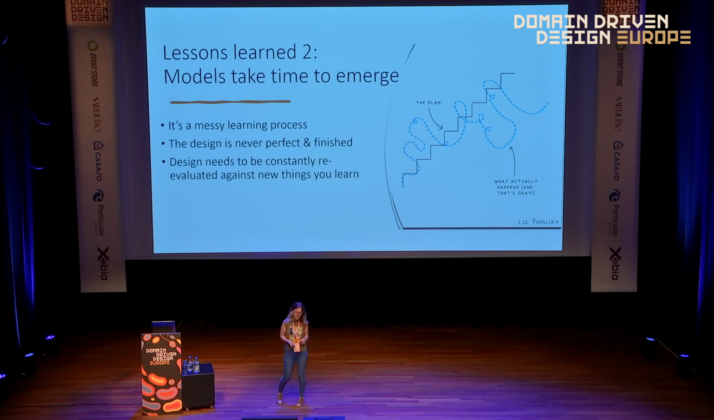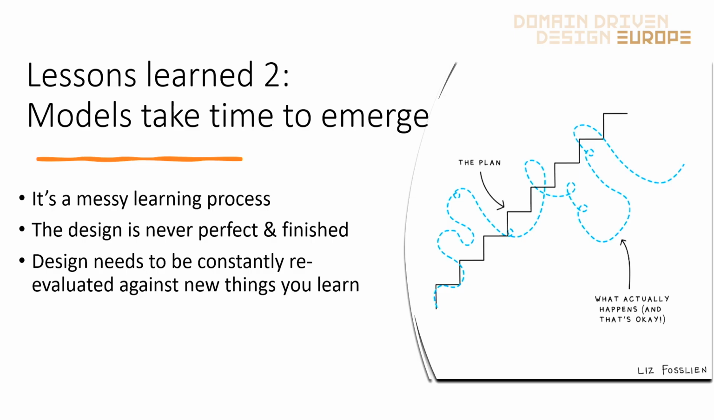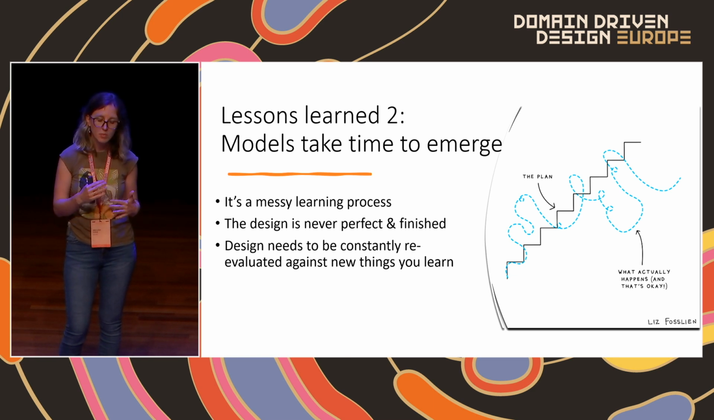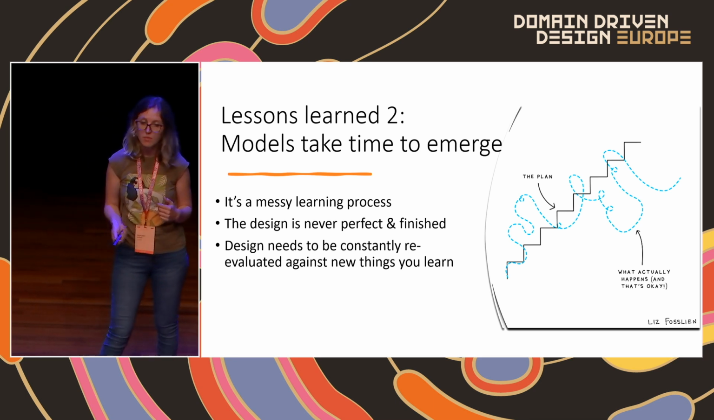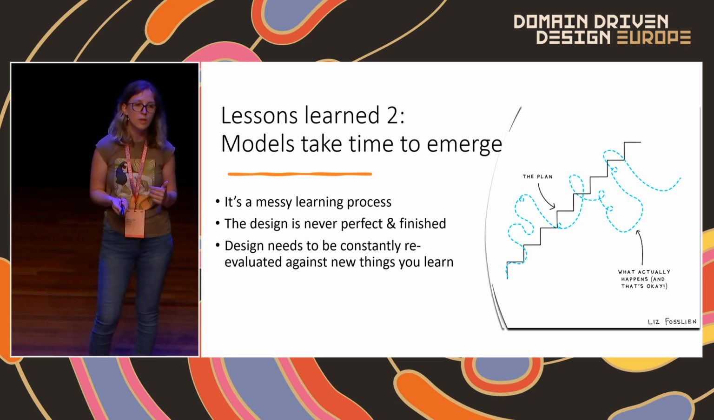The second thing we learned is that it takes time to find the right model. It's a really messy learning process, and usually you do just small tweaks. You change the name somewhere, maybe you do small refactoring, extract something, but over time it adds up. But it's not always forward movement, right? Sometimes you have to go back and remove something you did, like we did with the show result. And there were many other examples of this. So your design needs to be constantly reevaluated against whatever new you learn.